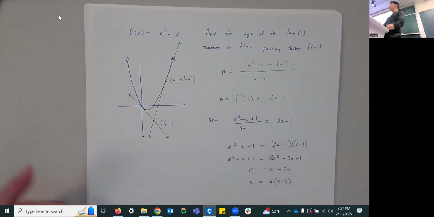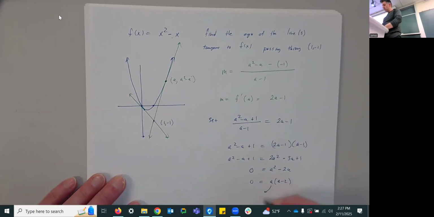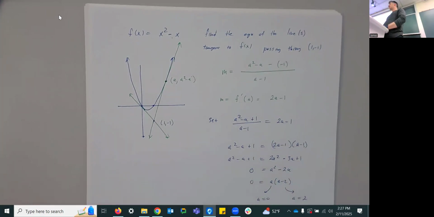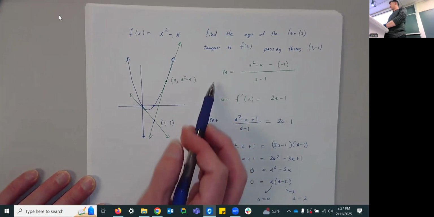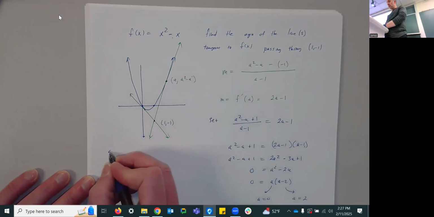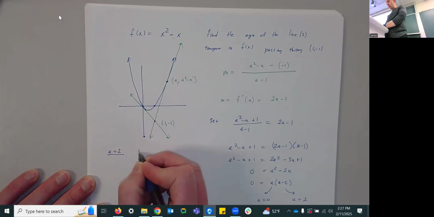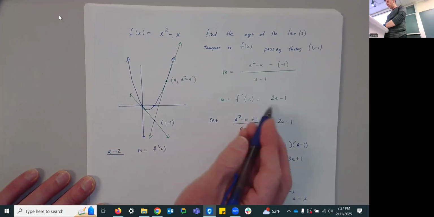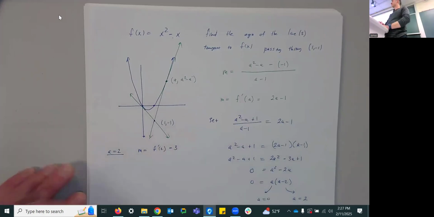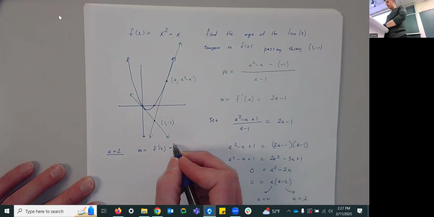So it looks like we either have a equal to 0 or a equal to 2. Now we're not done, but we're most of the way there. So I'll point out, using, in my opinion, the easier of the two slope equations, if a is equal to 2, our slope is going to be f prime of 2, which will be 2 times 2 minus 1, which is 3. And then we have a slope.